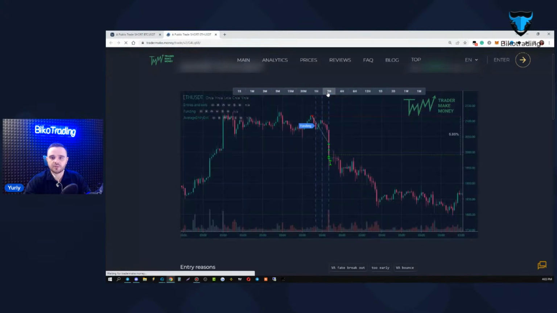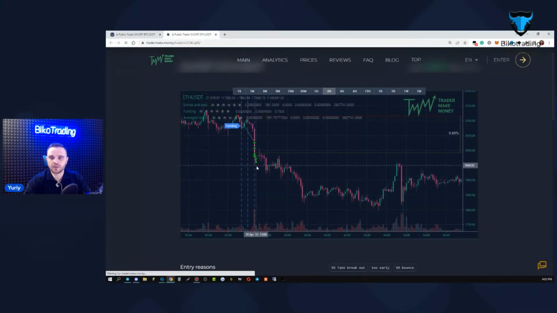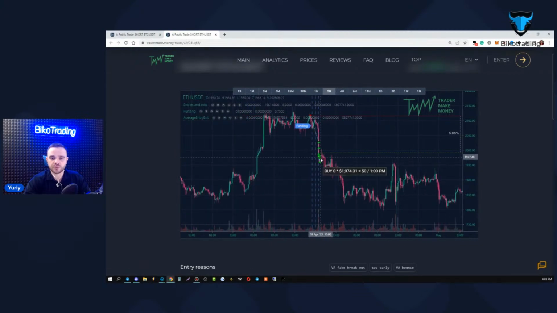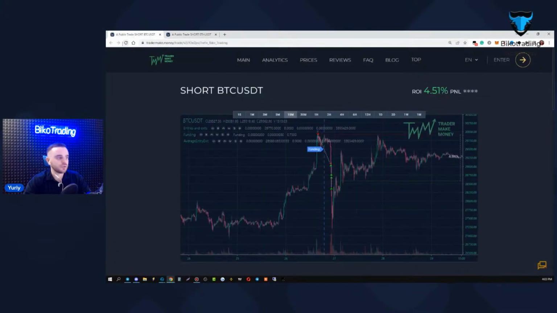And after that, have a look how price dropped, and we booked our 6%, and after that price dropped an additional 10%, like a 15% beautiful movement. How to get such trades and how to trade them in the future, you will learn.